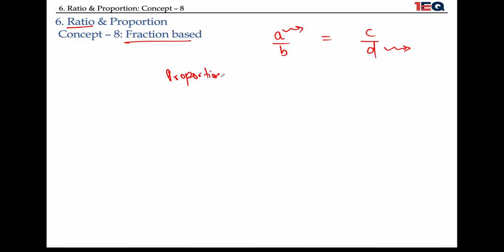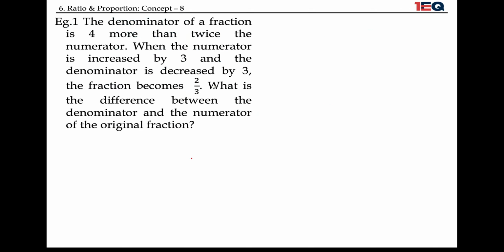Proportion basically means that the first operation, after doing a little bit of tweaking on it, would be equal to the second operation. The two operations would be the same. This is what literally the word proportion means. So let me take you to the question directly.